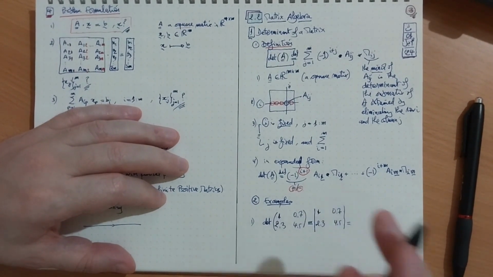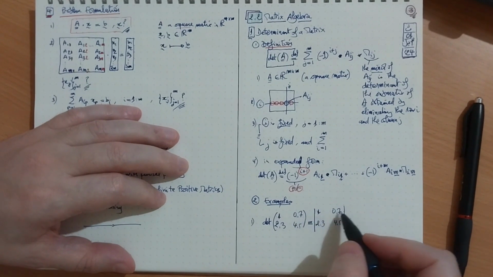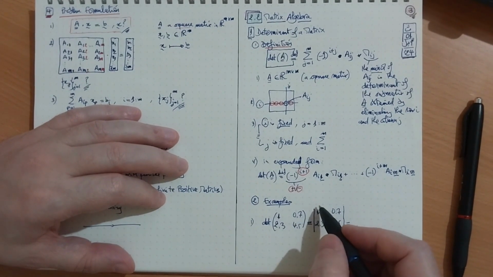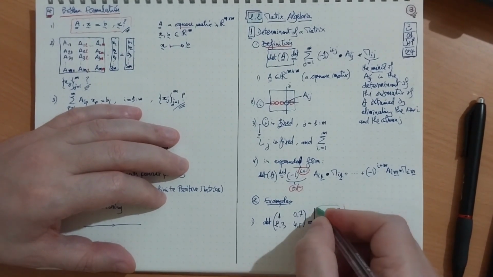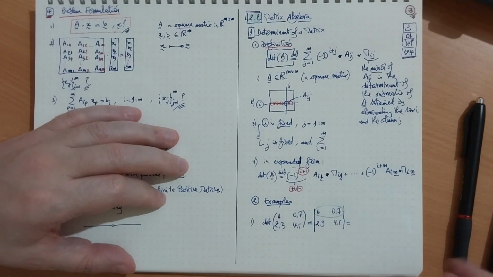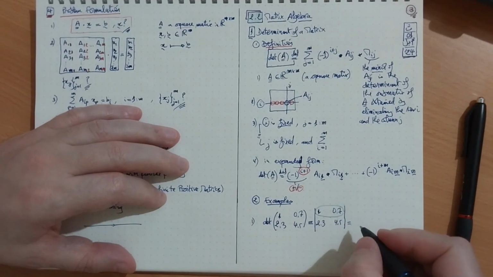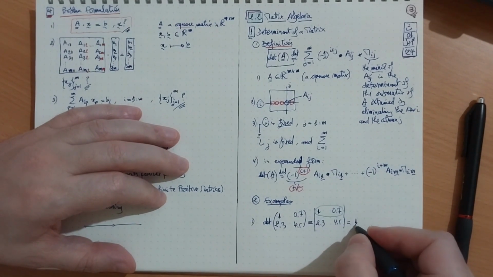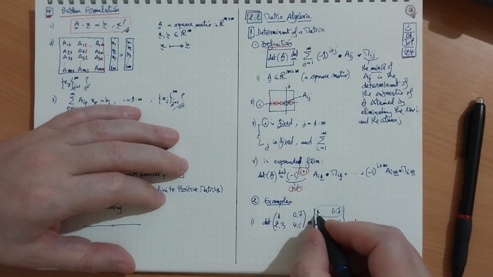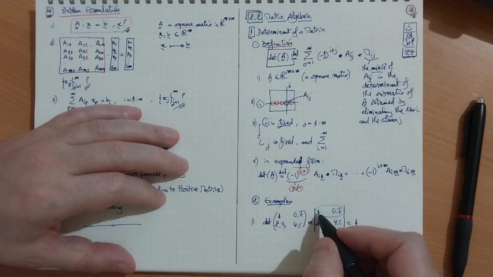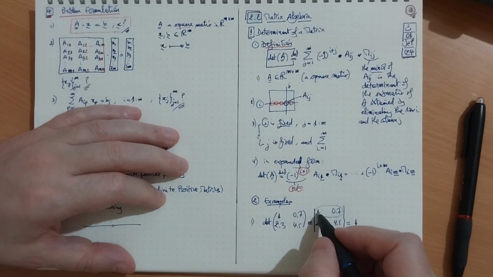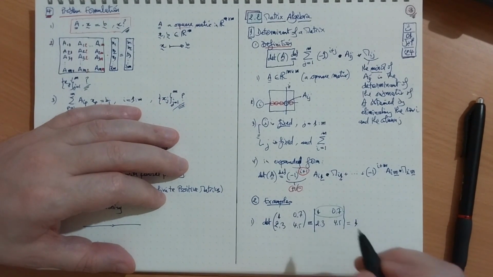And hence, according to the definition, we choose any row, this one or this one, any column, the first or the second. Let's choose the first row. So we have 1, plus or minus? Plus, because the sum 1 plus 1 is an even number. So plus 1.